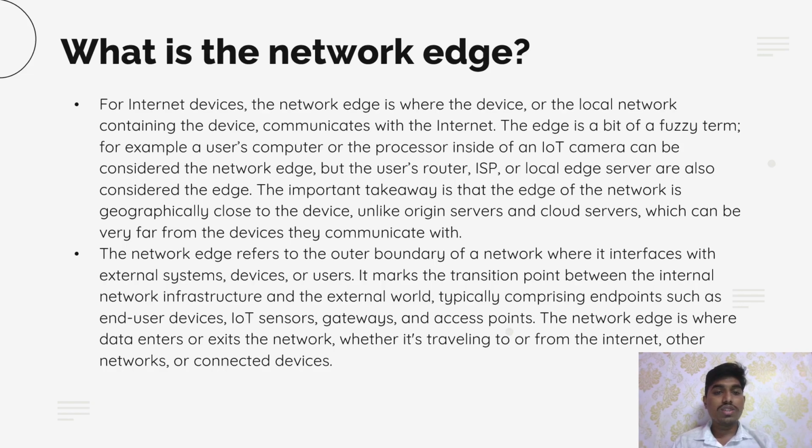The network edge refers to the outer boundary of a network where it interfaces with external systems, devices, or users. It marks the transition point between the internal network infrastructure and the external world, typically comprising endpoints such as end user devices, IoT sensors, gateways, and access points.